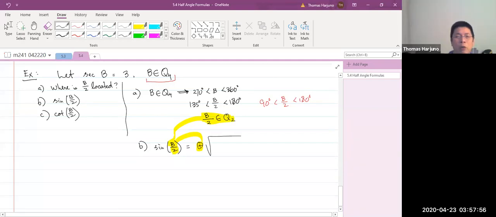We usually don't write that sign though, but let me write it here so that I don't forget. It's simply because it's positive. Later on, I won't write it. Cosine B over 2. Uh-oh, hold on. But I don't have cosine B though.